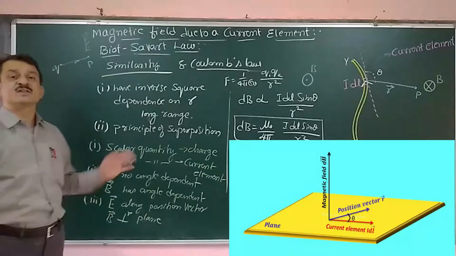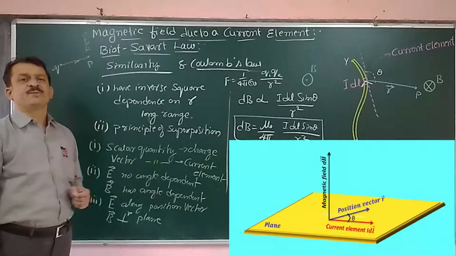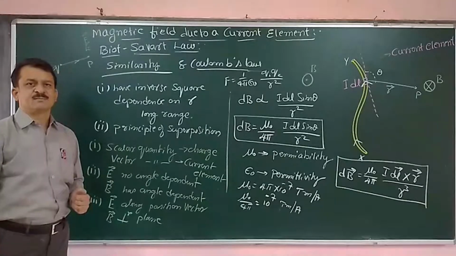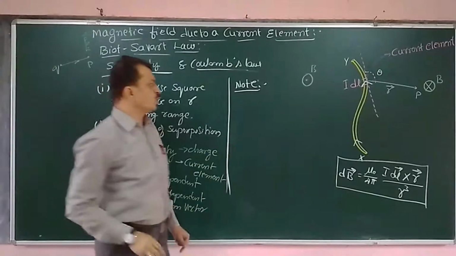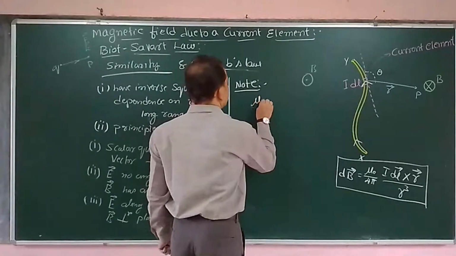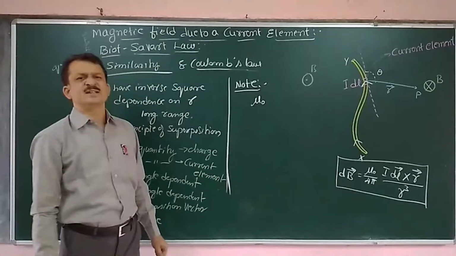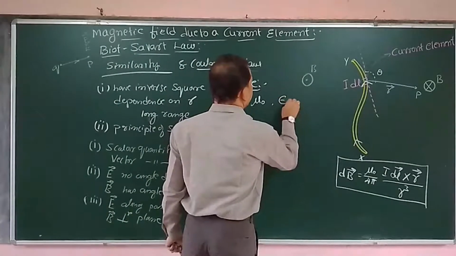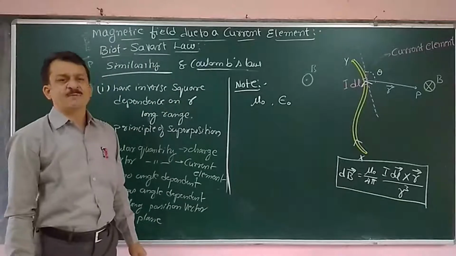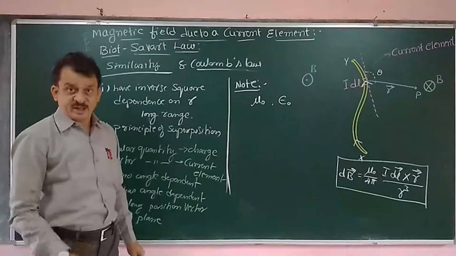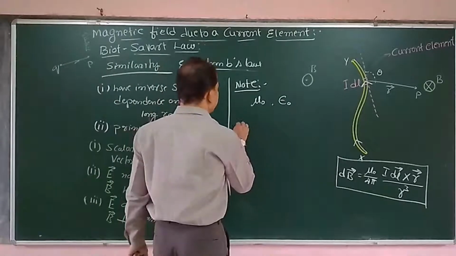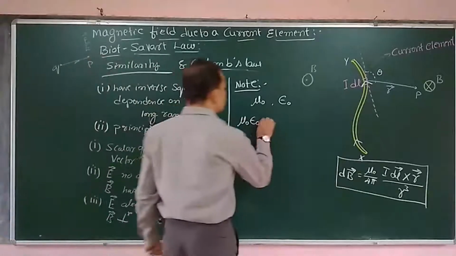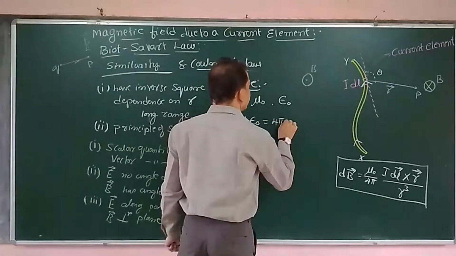These three are the differences between Coulomb's law in electrostatics and Biot-Savart's law in magnetism. Okay, we will study one important note. Now in the magnetic field we have a constant mu naught. It is called the permeability of the medium. In electrostatics we have a constant of proportionality epsilon naught, which is called permittivity. If I take the product of these two, what can we get? Look here. Now multiplying and dividing by 4 pi.